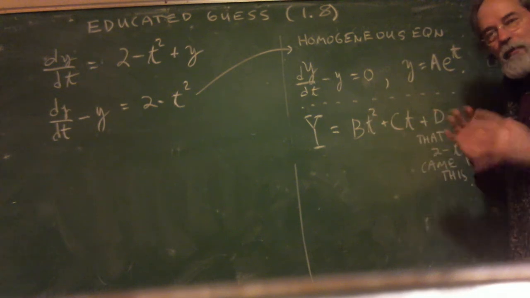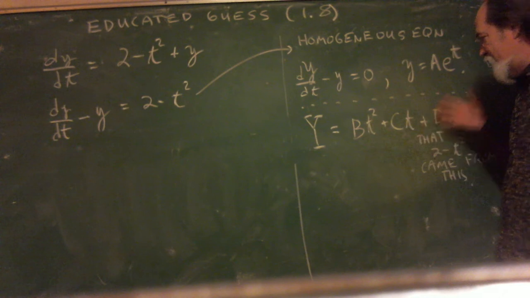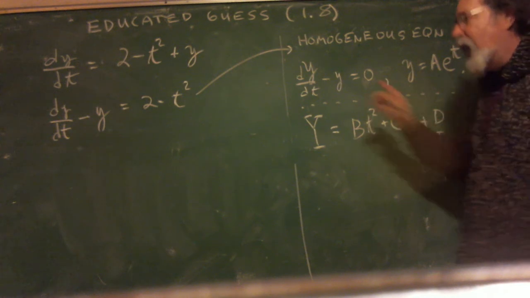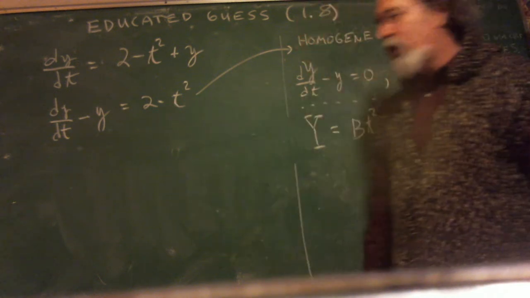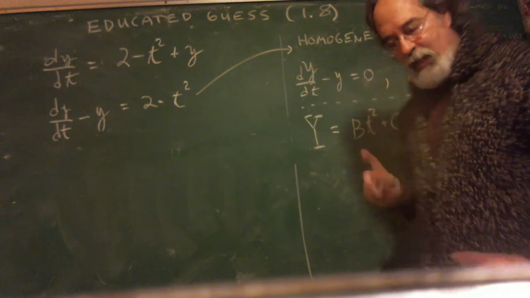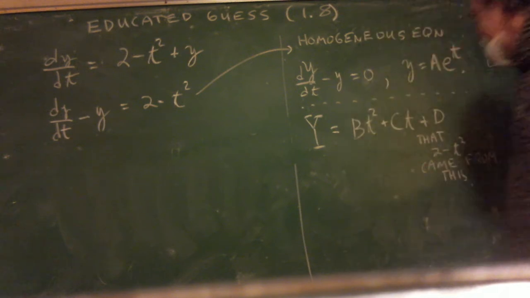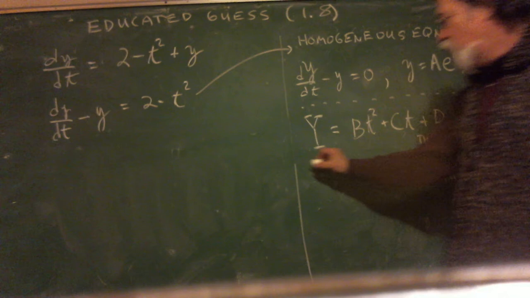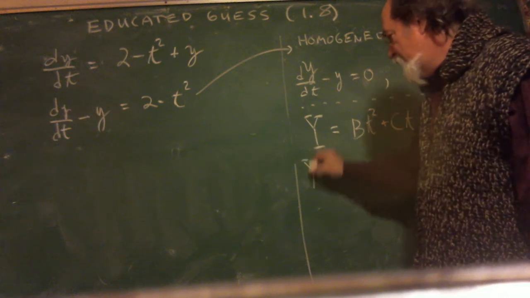And you do the math so that all these numbers are decided, and you make this 2 minus t squared happen. How cool is this? Now watch. That's your educated guess. That's a pretty easy guess. All you need is one derivative of it, because the differential equation has one derivative.